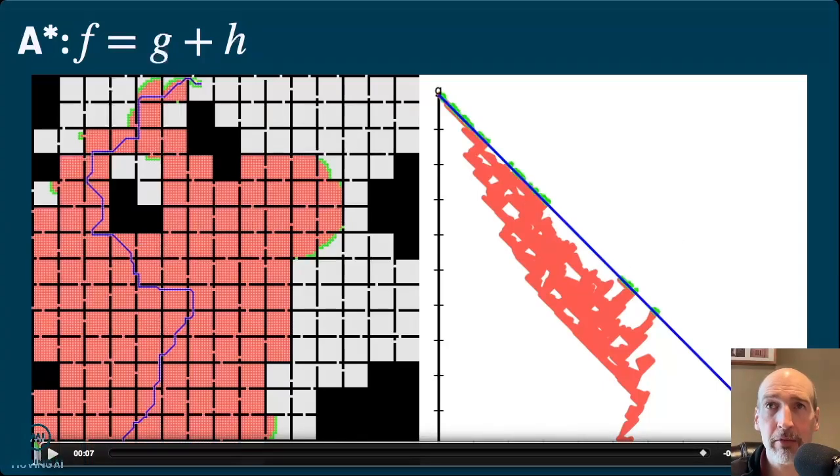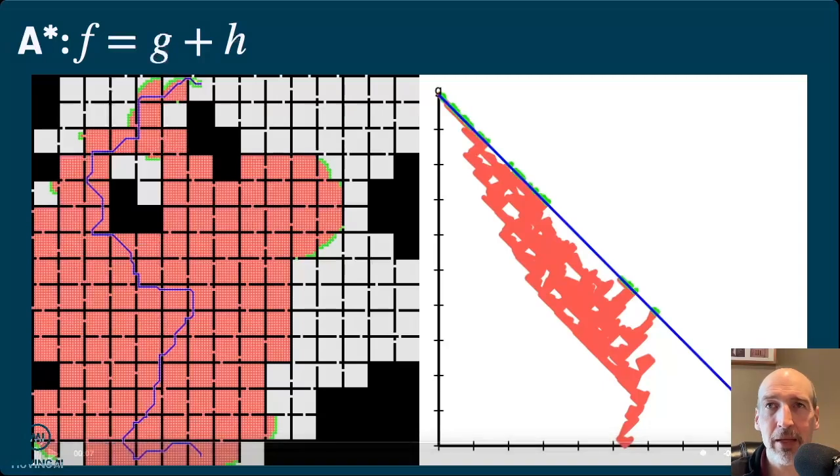Here, if g is 0, then we end up in the bottom right-hand corner. And if h is 0, then we end up in the upper left-hand corner, and there's just a linear interpolation between those, so we get this straight line. Okay. Now, the question is, well, what does that actually mean?